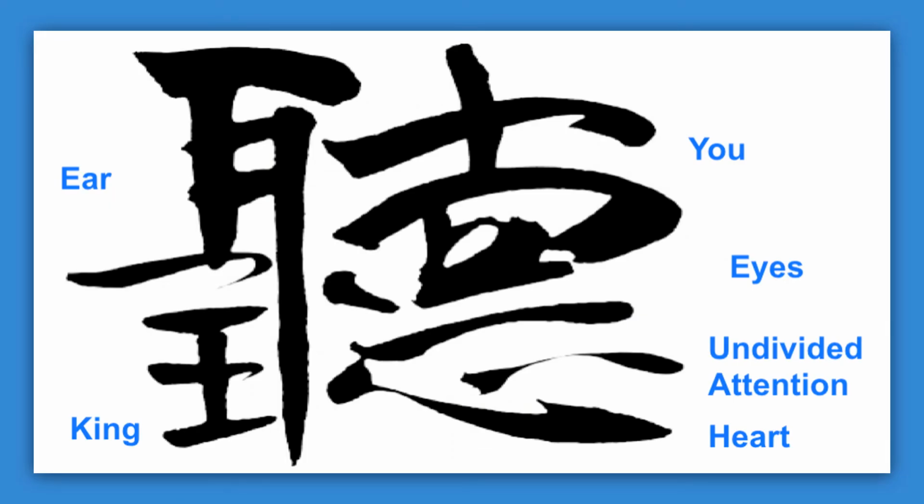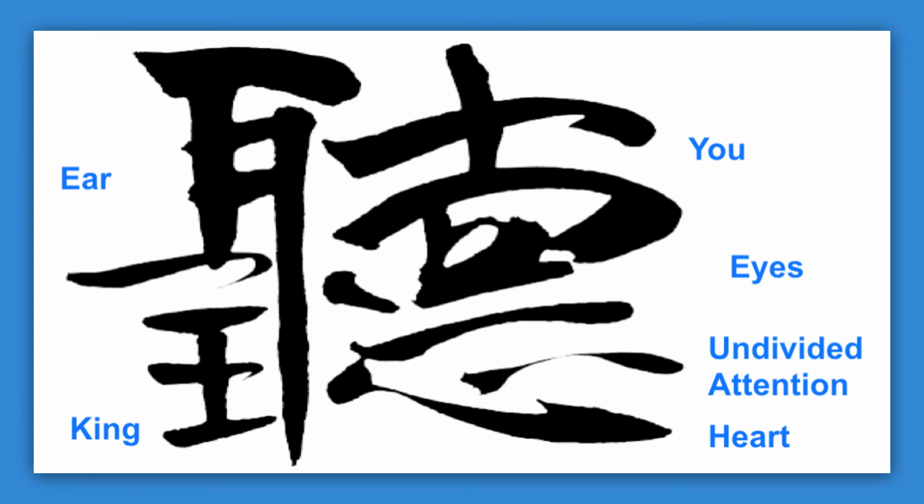Let's look at the Chinese symbol for listening because it demonstrates the essential components of active listening. The symbol is made up of six words. You. When others are talking, you, as the listener, play an equal role for the communication to be effective. If you're not playing your part, the message may be confused or lost.